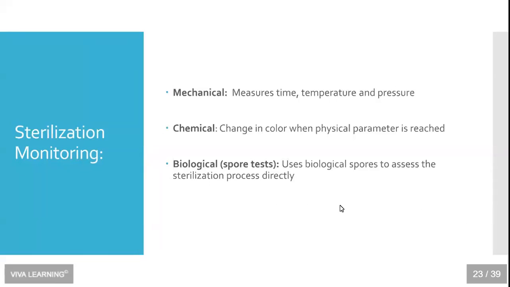And finally is biological monitoring, and sometimes this is referred to as a spore test. In biological monitoring, bacterial endospores are used to assess the sterilization process directly. And this is the only validation method that really guarantees that sterilization has occurred. And you'll probably see that on an assessment coming up as well. Mechanical and chemical do not guarantee sterilization has occurred, but biological monitoring does.